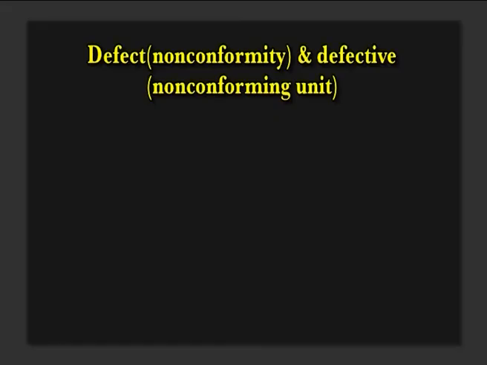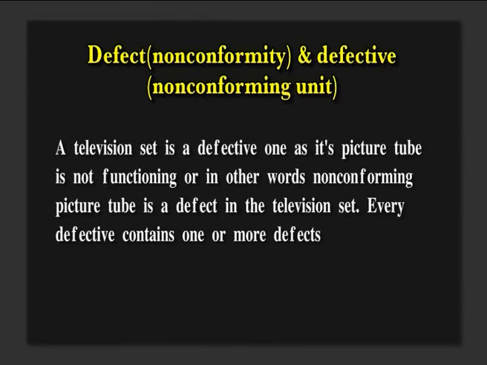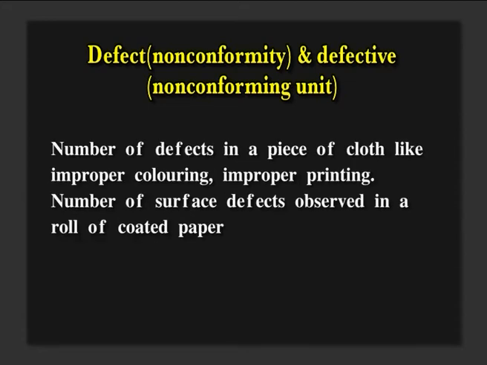What is the difference between defects or non-conforming units and non-conformities? A defective is an article that in some way fails to conform to one or more given specifications. Each instance of an article's lack of conformity to specifications is a defect. For example, a television set is a defective one as its picture tube is not functioning, or in other words, a non-conforming picture tube is a defect in the television set. Every defective contains one or more defects. For example, number of defects in a piece of cloth like improper coloring, improper printing, number of surface defects observed in a roll of coated paper, etc.